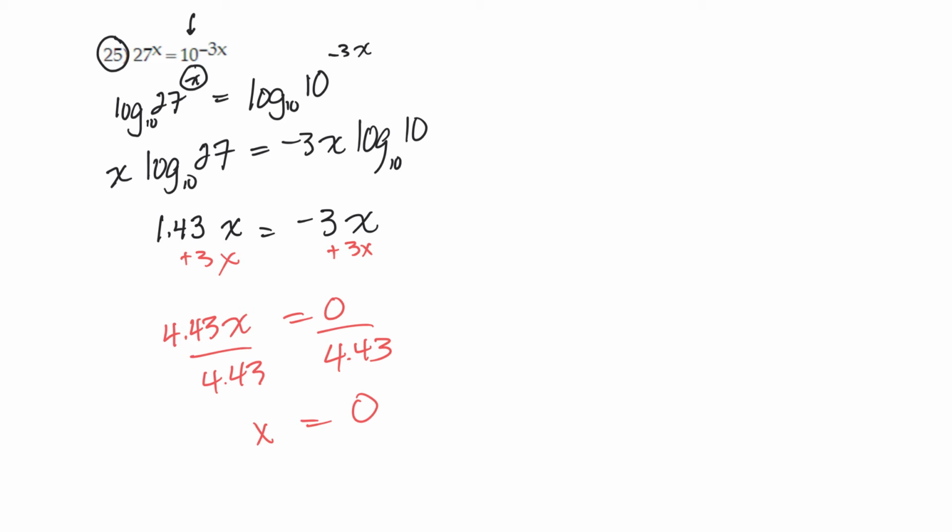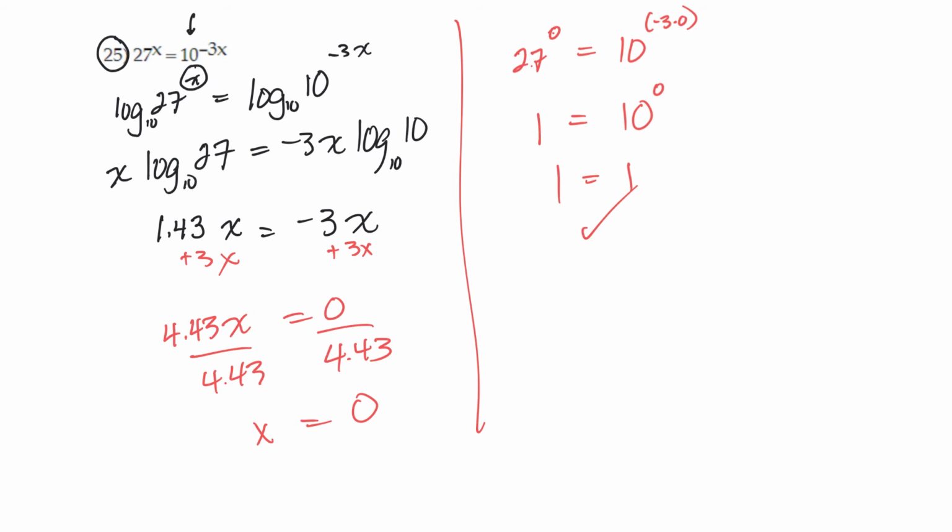So that's the only number for which that function would be, not defined, but that's the only number that would make that statement true. Let's just check that. It seems funny, doesn't it? 27 to the 0 is equal to 10 to the minus 3 times 0. Anything to the 0 power is equal to 1, right? And then 10 to the negative 3 times 0 would be 0. Oh, and 10 to the 0 is 1. 1 is equal to 1. Yeah, it checks out. Good one.